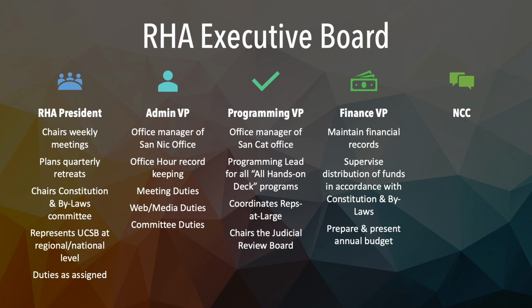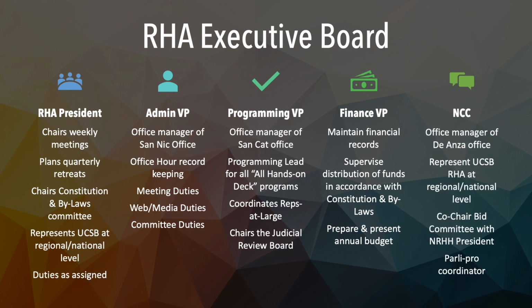Finally, we have the National Communications Coordinator, or the NCC. The NCC acts as the office manager for the RHA office. The NCC represents the UCSB RHA at both regional conferences and national conferences and acts as a co-chair for the bid committee along with the NRHH president. The NCC also ensures that parliamentary procedures are being correctly used during weekly Coord Board meetings. These 5 individuals make up the RHA Executive Board.